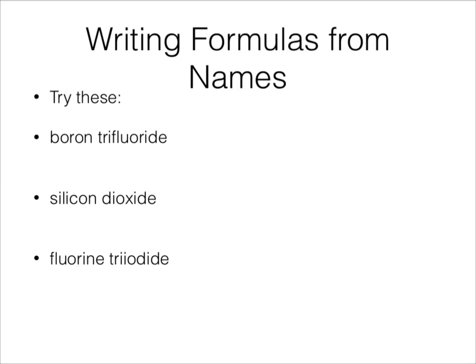So here are a couple more examples. Boron trifluoride. So there's 1 boron atom and 3 fluorine atoms. The next one is silicon dioxide. So SiO2. Fluorine triiodide would be FI3. So note again, I'm not using any charges, I'm not crisscrossing any positives or negatives or cations or anions. I'm just literally writing exactly what it says. So hopefully, if you notice on the test that you have 2 nonmetals, this will be the easiest part that you have to do.